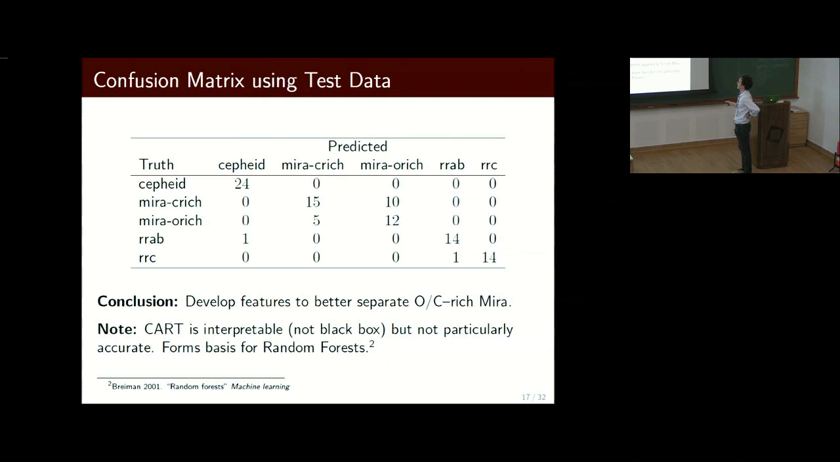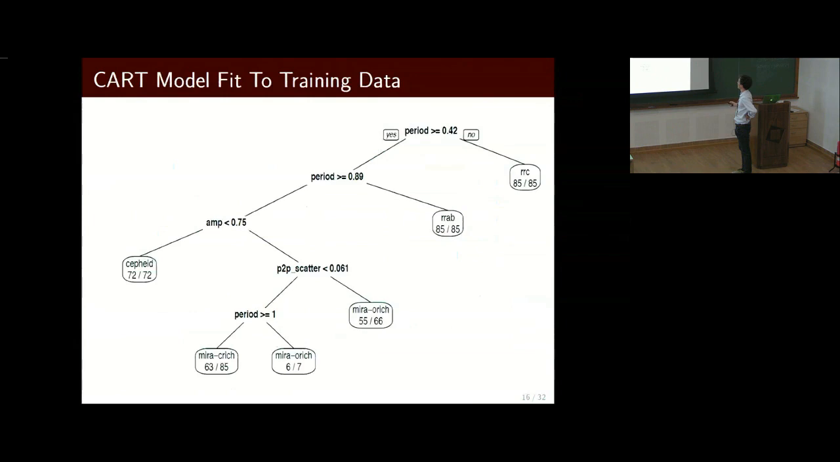So this is an actual RRAB that's classified as a Cepheid. I think what happened was, if you go back here, it could be that it had a particularly long period for an RR Lyrae. So you had a test RR Lyrae that had maybe the longest period of all RR Lyrae in the set. And so the split was made at a period that was possibly a bit too small.